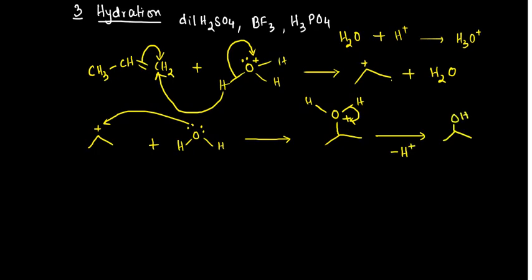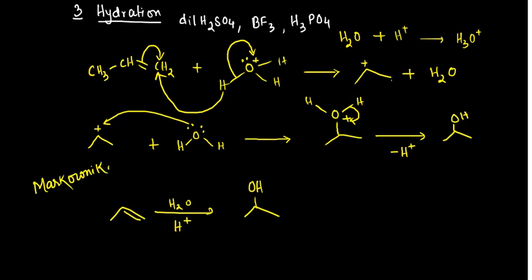and you will be left with only OH on this middle carbon. So overall, in this hydration, this was the alkene. I added H2O and H plus, some acid, and I have got my OH in the middle. So I have got an isopropyl alcohol. Very clearly I can see this is a Markovnikov addition. Now I am giving you a problem based on this.